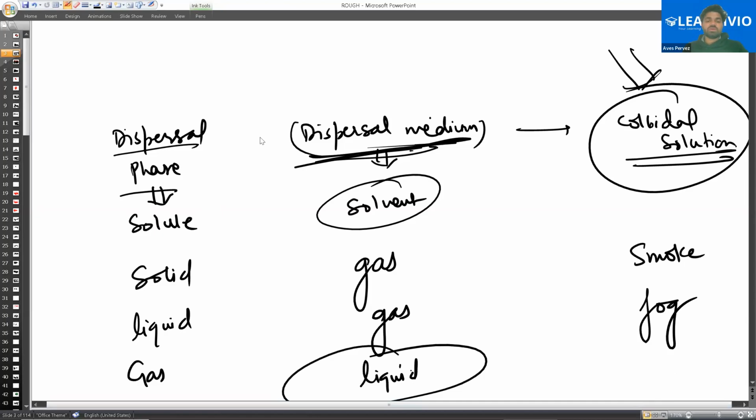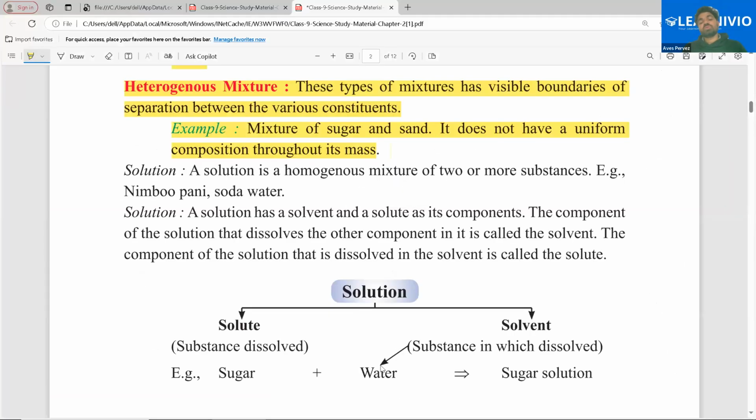If we are discussing what a solution is, a solution is a homogeneous mixture of two or more substances, like lemon water, soda, and so on. Generally, we call it a true solution. It can be a colloidal solution also. But if I am writing true solution, especially giving the word true, then it means something more specific.